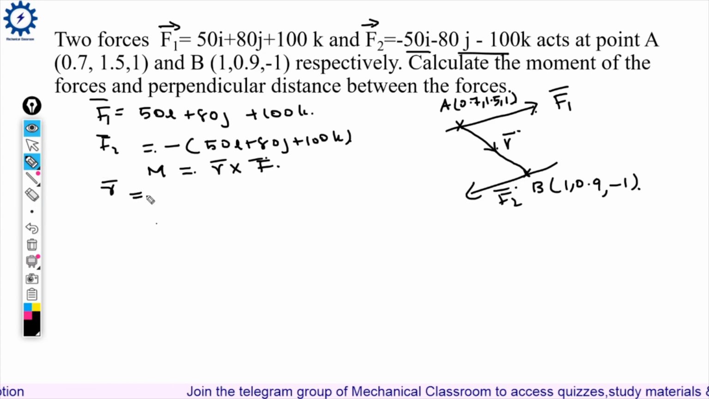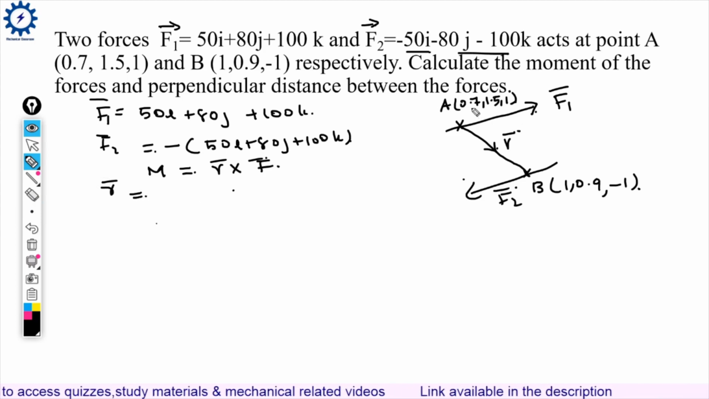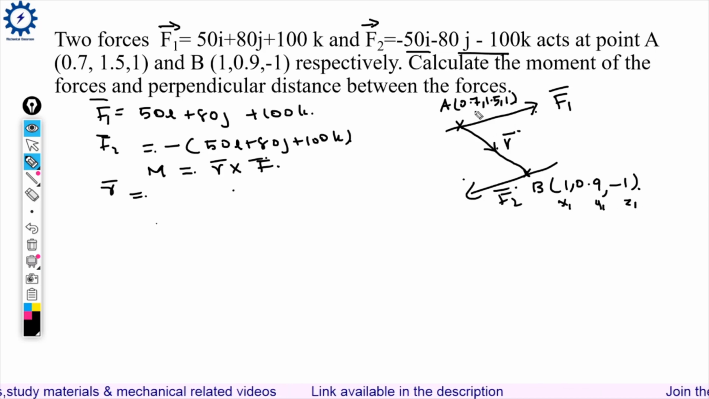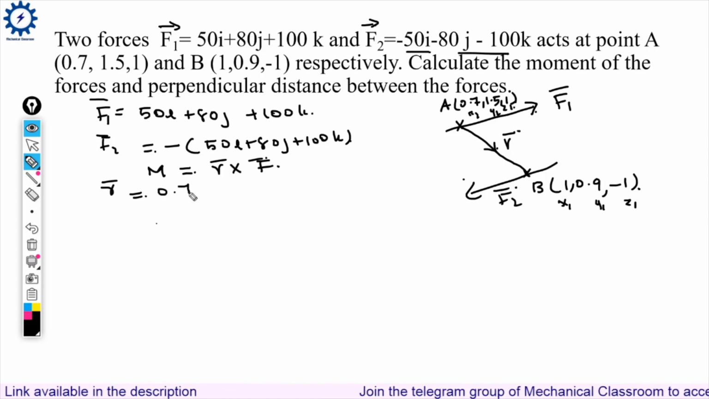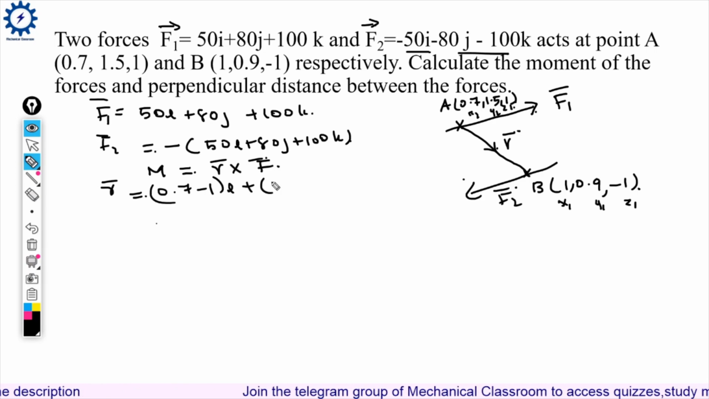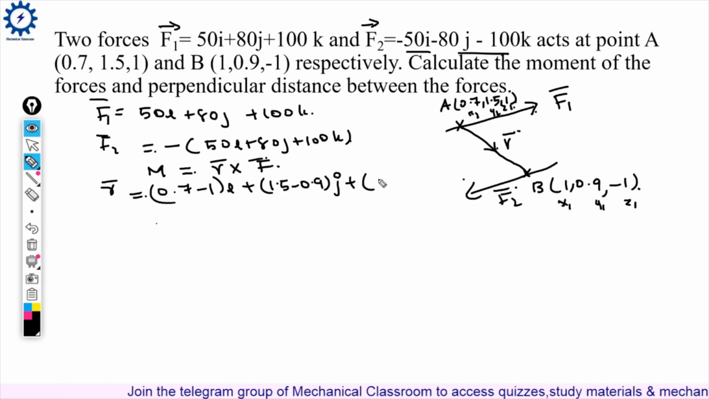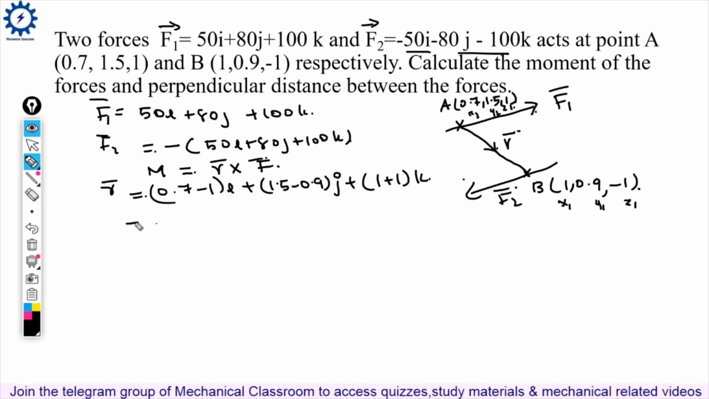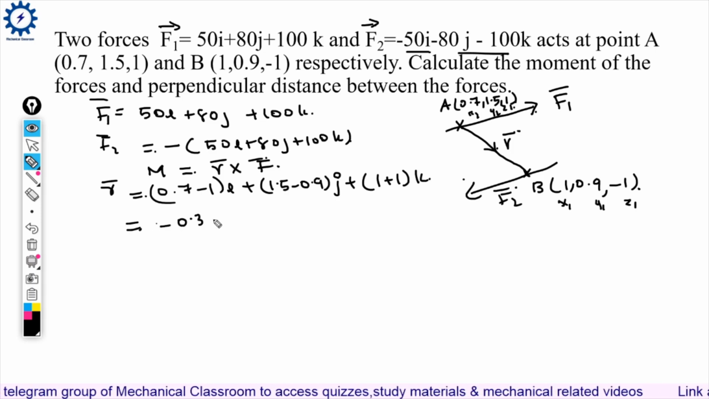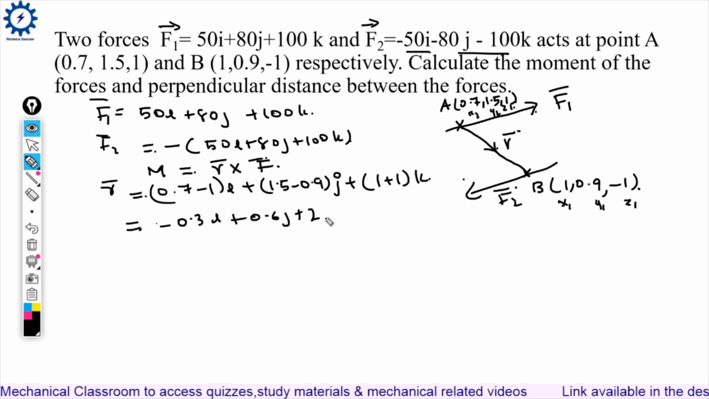Okay, R bar equal to, let's consider this as x1, y1, z1 and this as x2, y2, z2. So R bar equal to 0.7 minus 1 into i plus 1.5 minus 0.9 into j plus 1 minus minus 1, that is 1 plus 1, into k, which is equal to minus 0.3 into i plus 0.6 into j plus 2k.